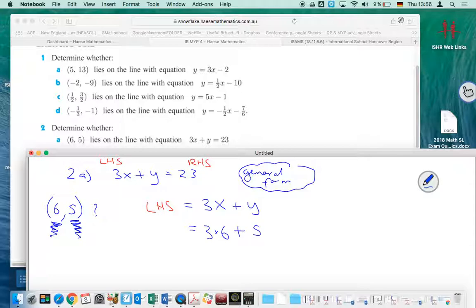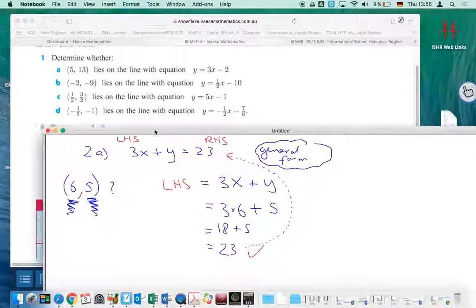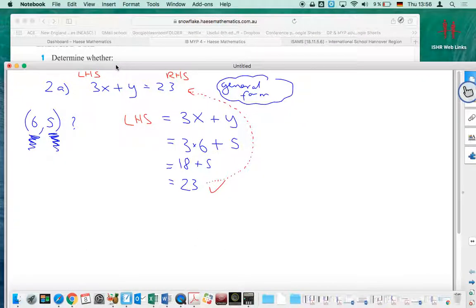Now let's see what happens. 3 times 6 is 18. And if I add 5 to 18, I get the number 23. And then you say, okay, let's take that number. Is that what I should have got if I was using that equation of the line to get points? Yes, that's the answer that I should have got. So to finish that off, you do have to say what your answer is. So you'd say (6, 5) lies on the line.